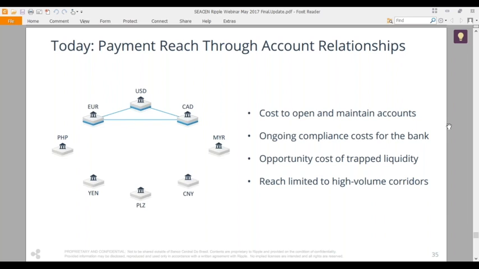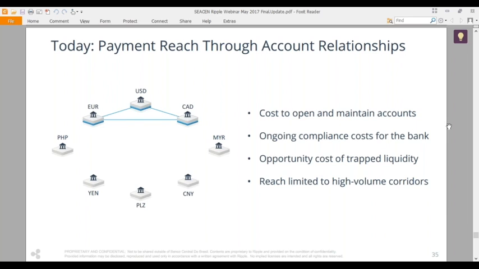There's several costs to doing this. There's a fee to open and maintain the account that the bank will pay to its correspondent. There's compliance cost that the bank will incur to keep the account open. There's a large opportunity cost of pre-funding and trapping liquidity in those accounts. So banks will often over-allocate funds to the account because they're not sure what their payment volume will be. So there's a large opportunity cost to having that capital trapped there.